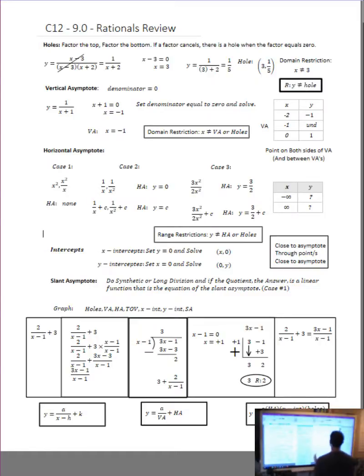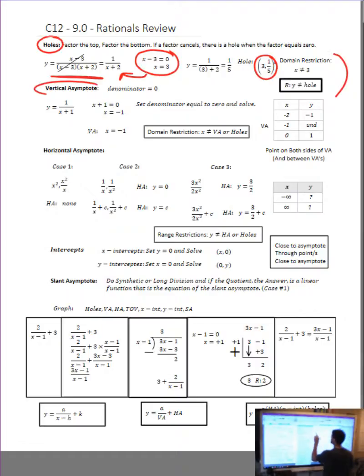Okay, let's take a look at the rationals review formula sheet. So, if we remember, obviously read the notes, watch the videos first. So we actually look for holes first. We factor the top and the bottom, and if anything crosses off, we set that thing equal to 0, substitute it into the simplified function to figure out the location of the hole. Remember, the domain and the range.